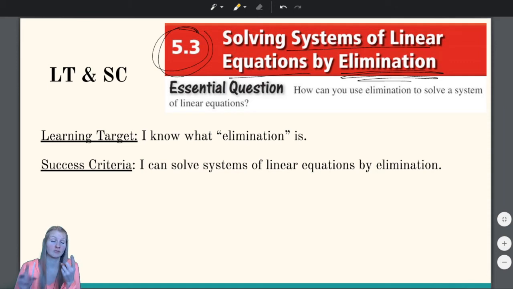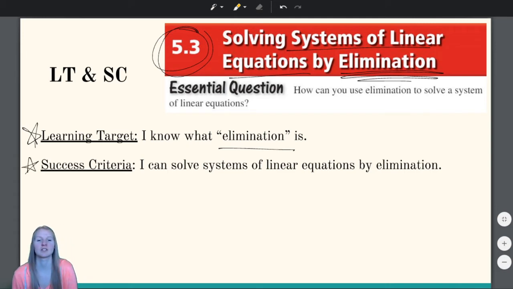We could graph them, we could substitute, we could eliminate. It all depends on what's the easiest for you and what's the easiest given the system of equations that you have. If you got a ton of fractions, graphing might be the easiest. Well, we'll see. So, our learning target for today is that you know what elimination is. What does it even mean? What does elimination mean in a math context?